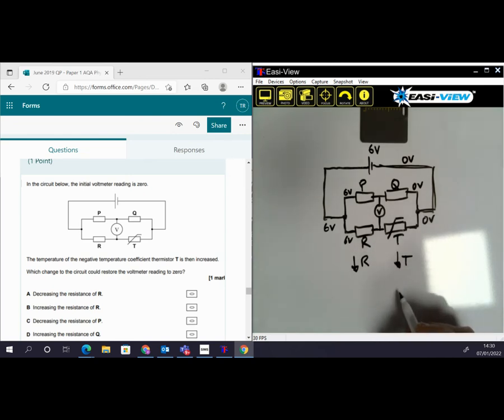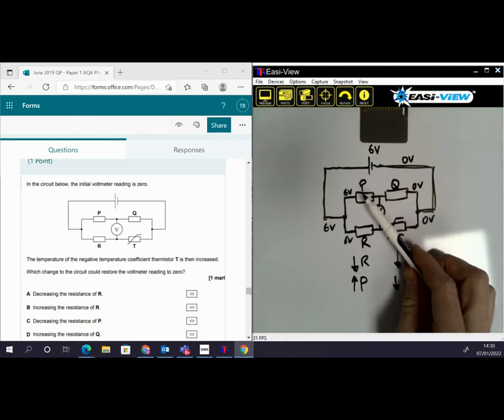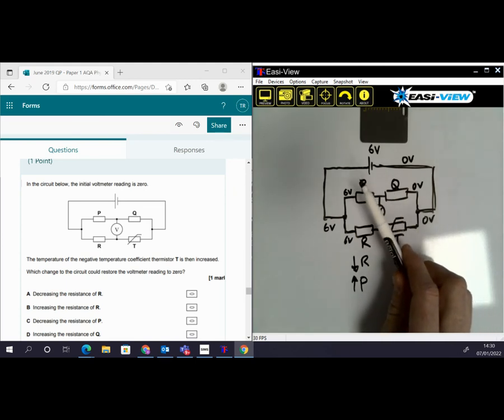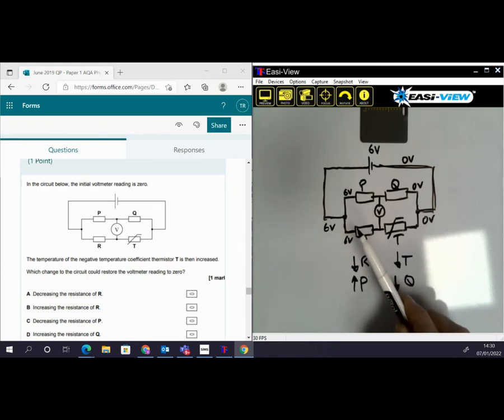The other thing that could happen is that the resistance of Q could go down so that the ratio of P to Q now matches the ratio of R to T again, or P's resistance could go up by the same proportion, so that this one gets a higher share of the voltage, like R gets a higher share of the voltage because T's gone down. So they're your possibilities, and then we just need to check.